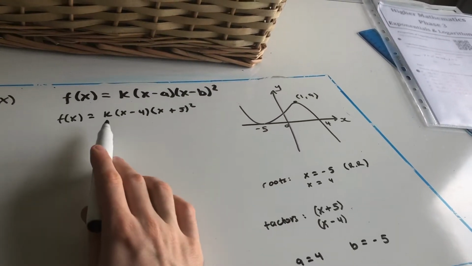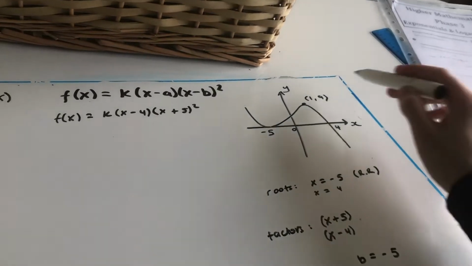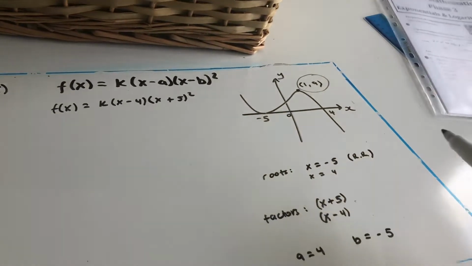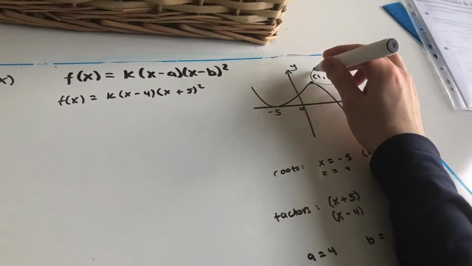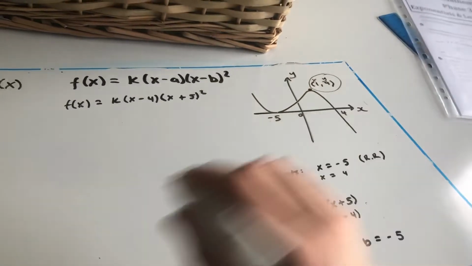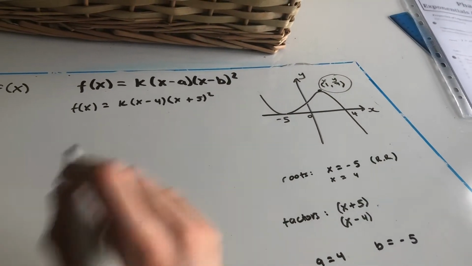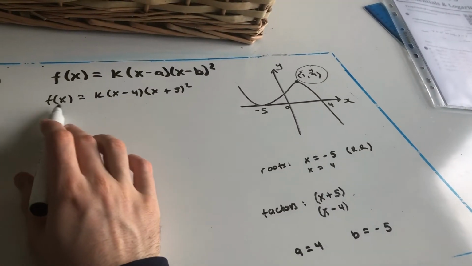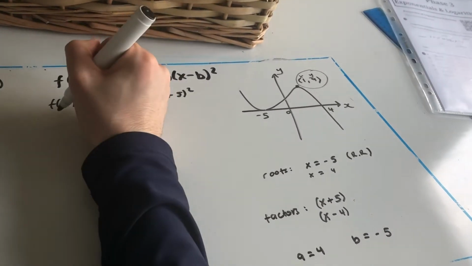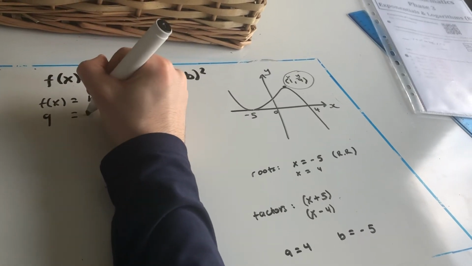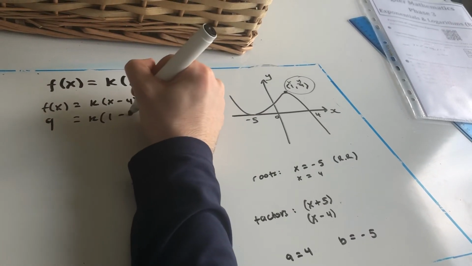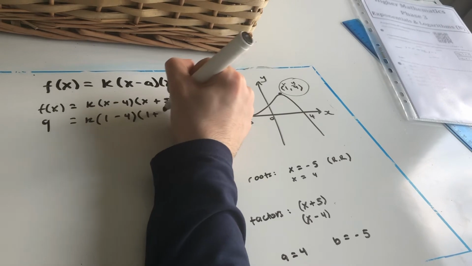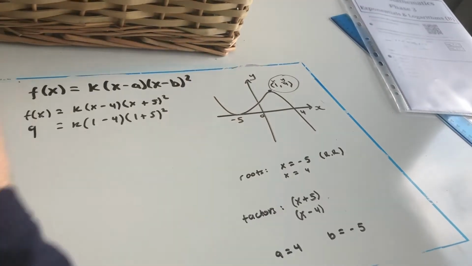I now need to work out what k is, so we use the point that we're given in the question, this one here. So that's an x and a y coordinate. And we're going to sub that into this equation here. Okay, so remember f of x relates to the y coordinate. So that tells us that 9 equals k times (1 minus 4) times (1 plus 5) squared.